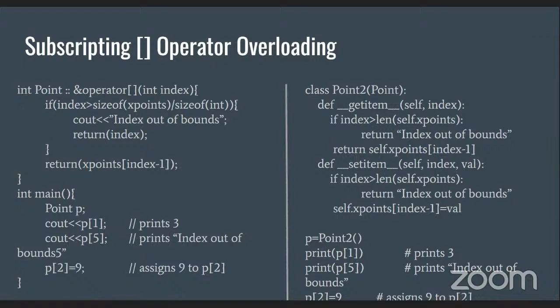And when we say P2 equals 9 here, for this particular assignment, the set item dunder function will be called. We have the index here as 2, which is passed here, and 9 is the value here. And we again check if the index is greater than this X points list size. And if it is so, index out of bounds is returned. And if it is not so, we assign this particular value to X points index minus 1, which will be actually X points 1 equal to val.